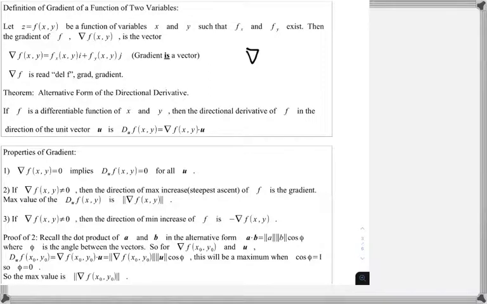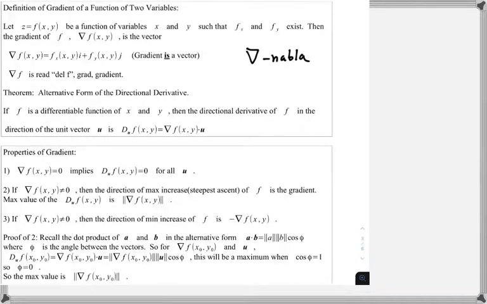So the gradient of f(x, y) is going to be the partial of f with respect to x times i plus the partial of f with respect to y times j. The gradient is a vector. Okay, so be careful. Directional derivative is not a vector, but the gradient is a vector. The gradient of f is read del f, gradient, or gradient. I usually refer to it as the gradient of f. And the upside down triangle here is nabla.